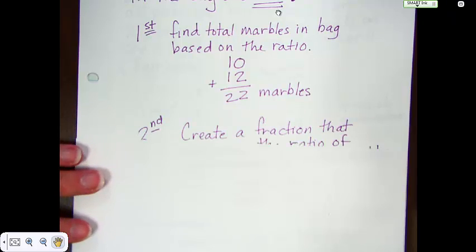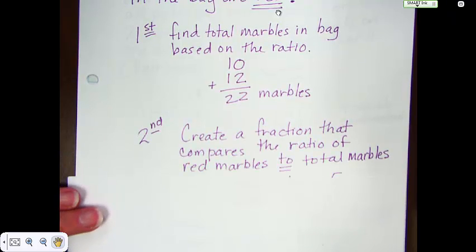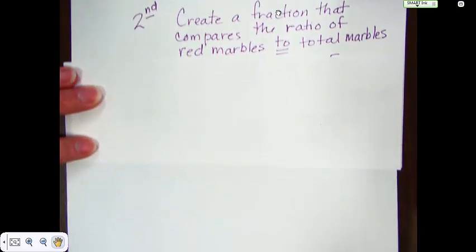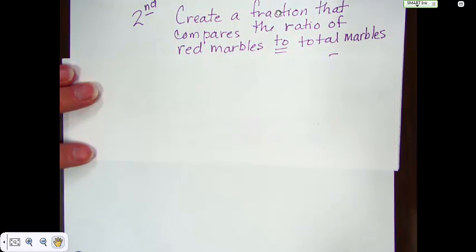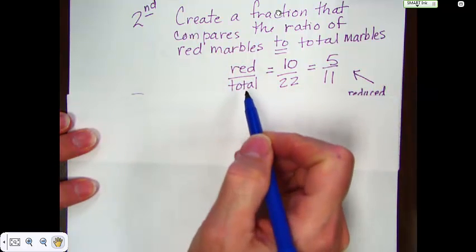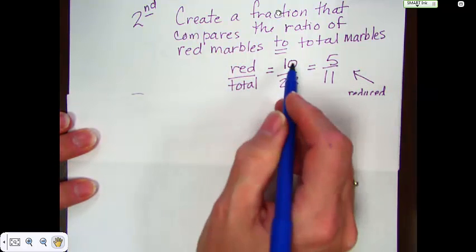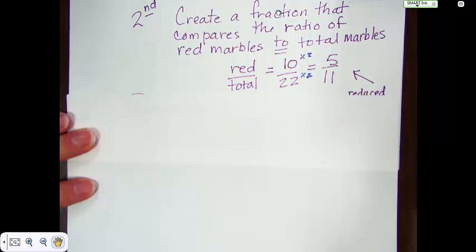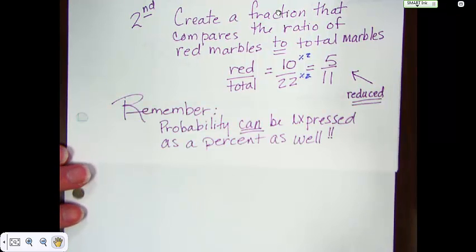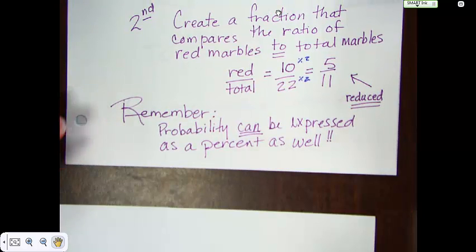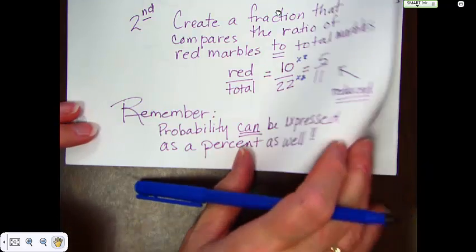Okay, and then you need to create a fraction that compares the red marbles to the total number of marbles. Well, we know that red marbles had 10, and we know the total is 22, so it is 10 red to 22 total, reduced by dividing each one by 2, and you get 5/11, or 5 to 11. Remember, as you're thinking, the probability can also be expressed as a percent. The minute you can turn it into a decimal, you can turn it into a percent.